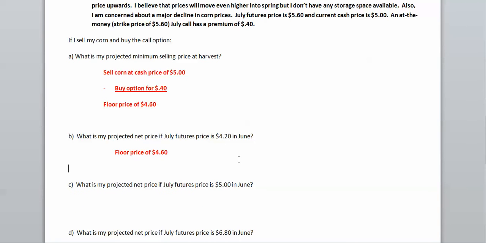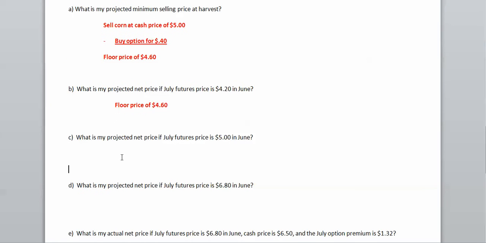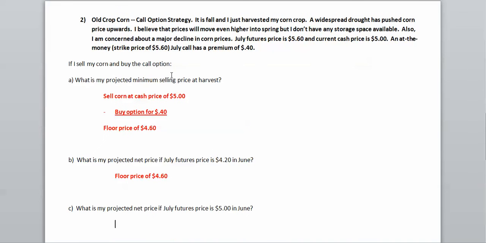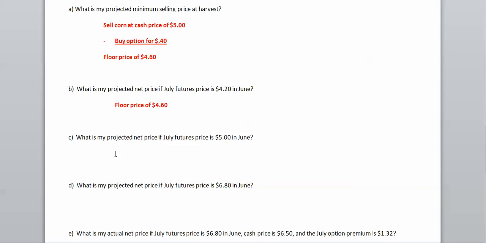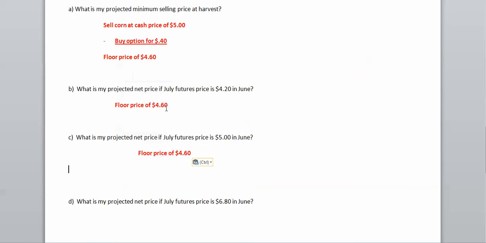If we left our corn in the bin and corn went down, guess what? We take a lower price. We're not locked in. Case C, what is my projected net price if July futures price is $5 in June? Well, we have a call option with a strike price of $5.60. So is this option going to have value? No, we're not going to buy at $5.60 when the futures price is $5. So we're still with the floor price of $4.60.